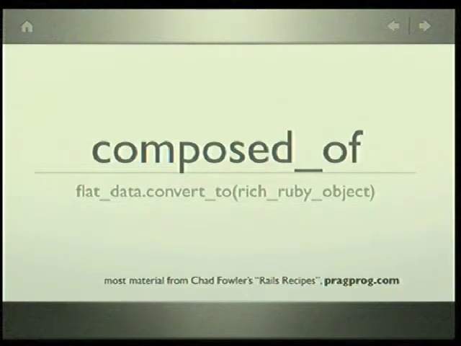And I was reading Chad Fowler's new Rails Recipes book from Pragmatic Programmers, which, if you're not familiar with PragProg, is a great place to get Rails and Ruby-related books and a whole lot of different software books, so check it out. Notice the bottom there, pragprog.com. I can give those guys a pitch, because a fair amount of what I'm going to present tonight is taken directly from Chad's recipe about using composed of. The little byline there says, flat data converts to rich Ruby object. And that's the idea behind composed of.